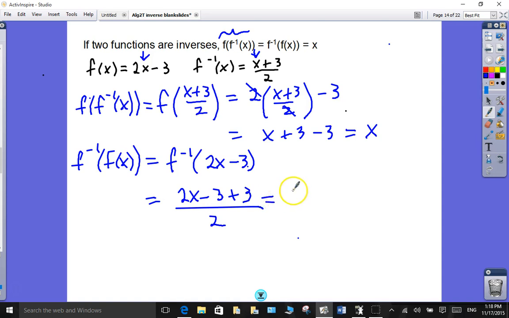Right, now the 3's cancel, and I have 2x over 2, and the 2's cancel, and now I get the x. So when two functions are inverses, that's what should happen. So the kind of problem you can get with this is they may give you two functions that you didn't just derive and say, show that these are inverses or if they're not inverses. So you're supposed to take the composition and see that everything cancels. Right, so this is the proof that they're inverses.